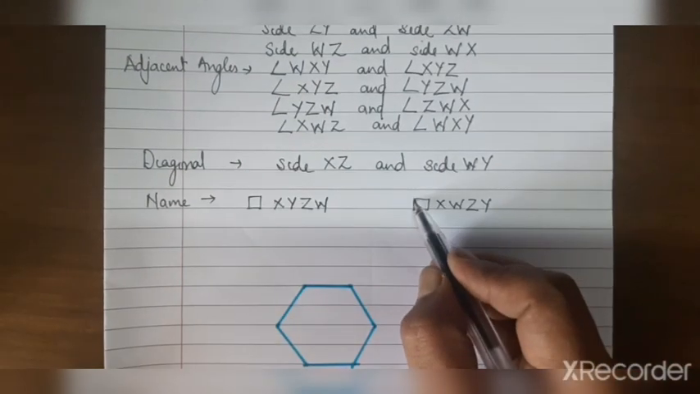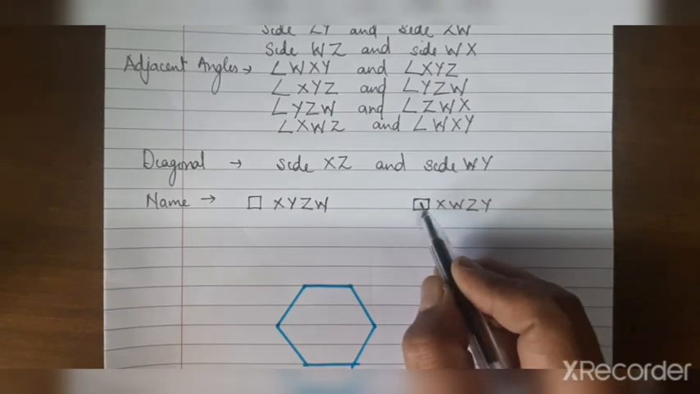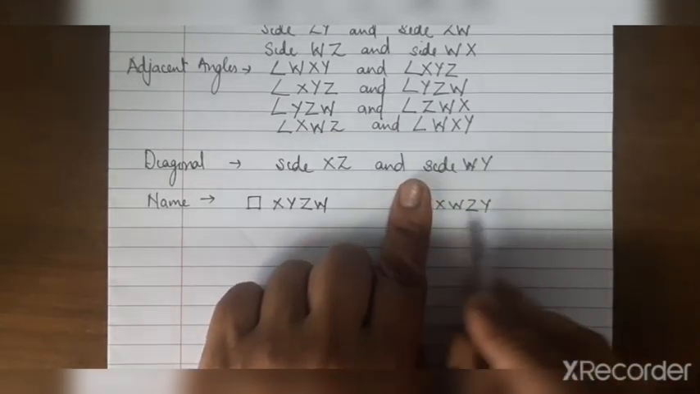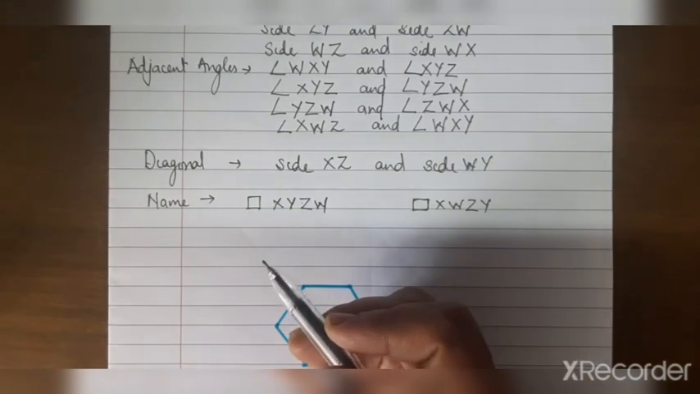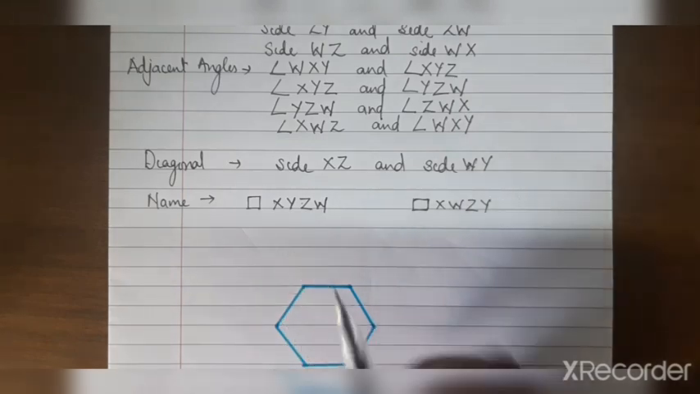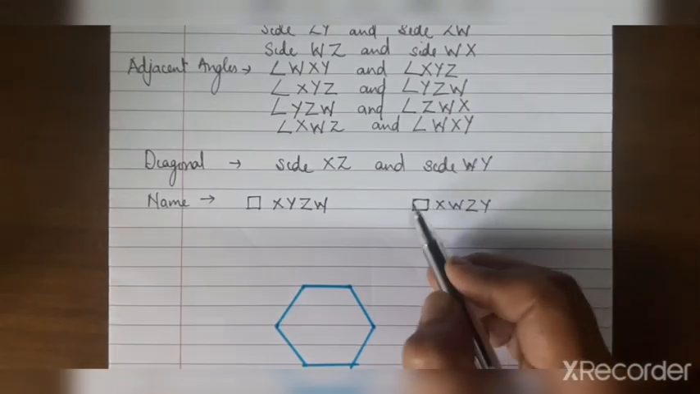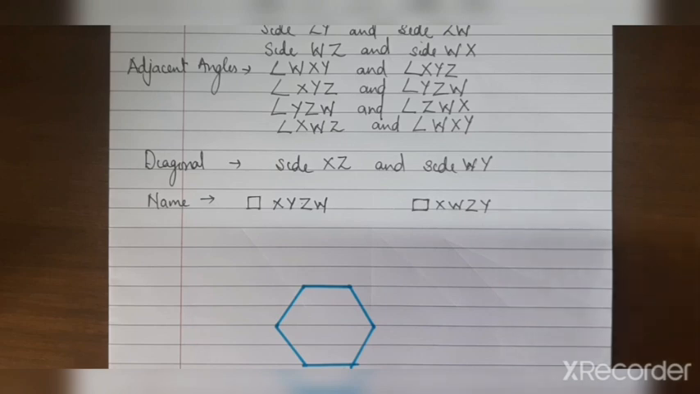When you are naming this quadrilateral, don't forget to put this symbol, the small box. If you don't put this symbol and if you just write the name, you will get 0. You will not get marks. So it is very important. Even when you are writing a triangle, put a triangle symbol. When you are writing quadrilateral, put a quadrilateral symbol. So this is for homework which you all will do.